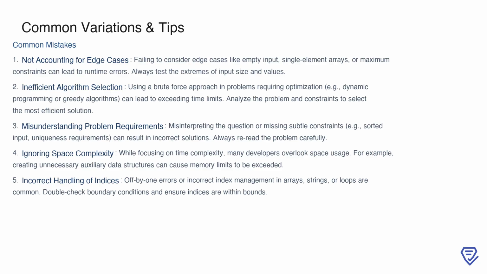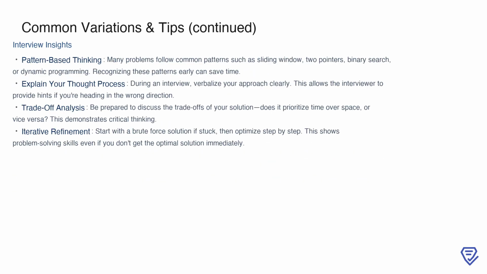To excel in interviews, there are a few key strategies that can make a big difference. One of the most important is pattern-based thinking. Many problems fall into recognizable categories, like sliding window, two-pointers, binary search, or dynamic programming. The earlier you recognize the pattern, the faster you can approach the solution. It's also important to explain your thought process as you work. Not only does this help the interviewer understand your reasoning, but it also gives them an opportunity to guide you if you're going off track.